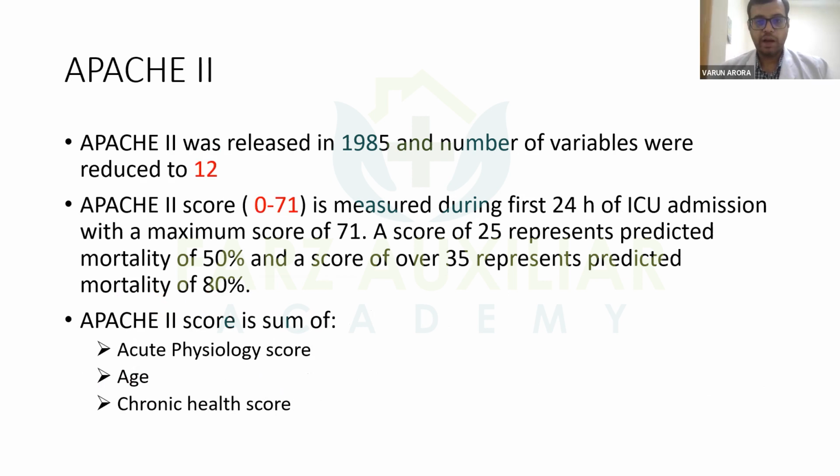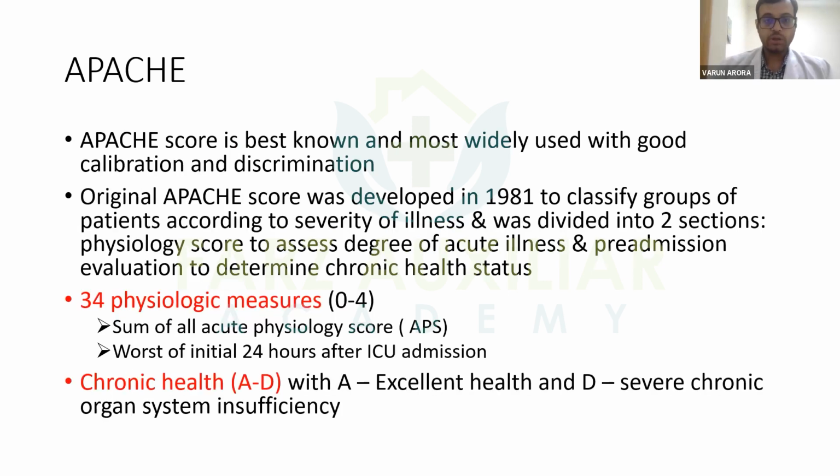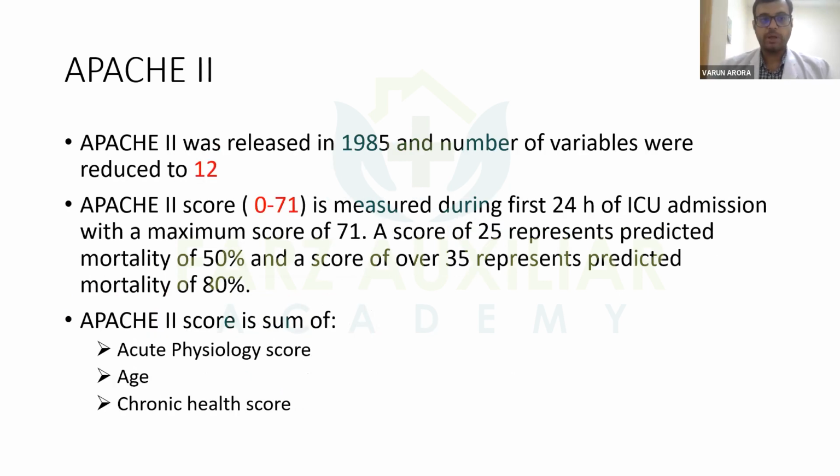Now, APACHE 2, which is the most commonly used score, was released in 1985 and the number of variables was reduced to 12. Earlier in APACHE, there were 34 physiological measures. In APACHE 2, there are 12 physiological measures. The APACHE 2 score ranges from 0 to 71 and is measured during the first 24 hours of ICU admission, with a maximum score of 71. A score of 25 represents a predicted mortality of 50%, and a score of over 35 represents a predicted mortality of 80%. So, with the use of this score, we can see what the predicted mortality in our patient is.